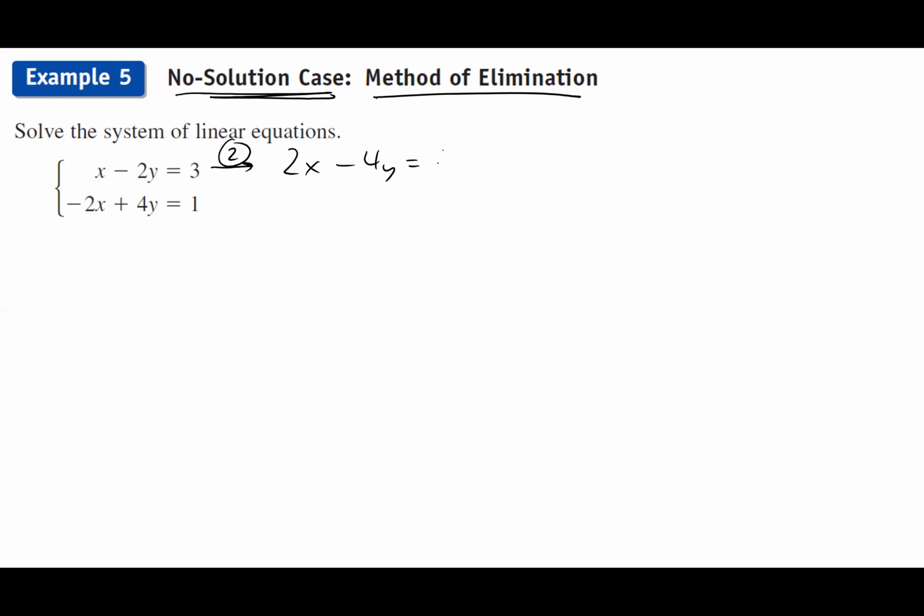Negative 2x plus 4y is equal to 1. So whichever one you're trying to do, if you're trying to get rid of the y's, you would multiply by 2 to get opposites, but then the x's also become opposites. And notice the constant values at the end, they're different from one another, huh?